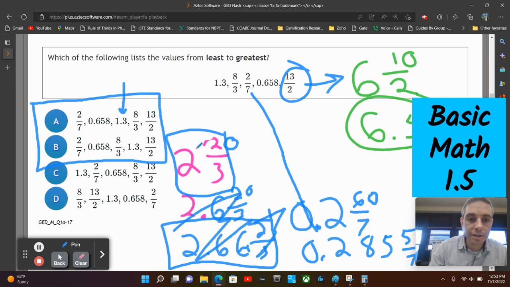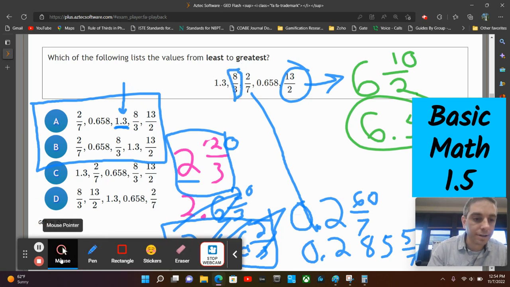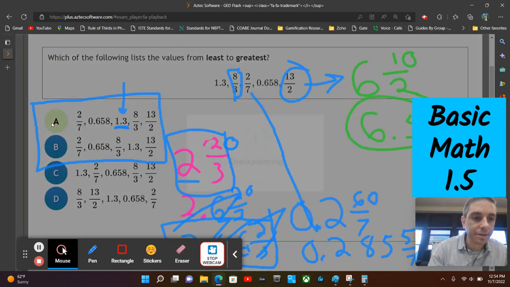Because 2 2/3, the whole number 2, is bigger than the whole number we're comparing it with in the answer choices provided. So clearly 1.3 is going to be smaller than 2 point anything. So A has to be the answer because 1.3 has to be smaller than 2 point anything, which is 8 over 3. So A has to be the answer there.